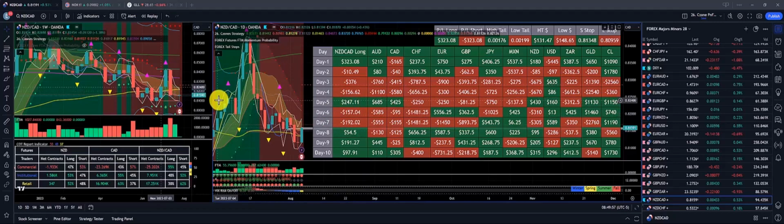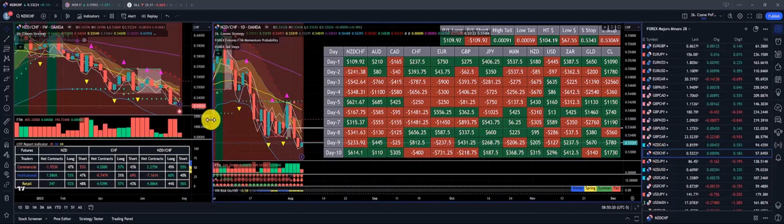New Zealand Canadian dollar, price action below the dragon on the weekly and the daily, right at the belly. We are crowded out on the short side on the commitment of traders report, so any price action to the upside will squeeze these traders out of their positions.